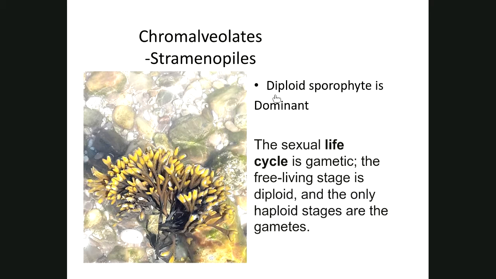The majority of its life cycle is spent in the generation which we call the sporophyte generation. It's diploid. Sporophytes are diploid. And the only time that it has a haploid portion is when you have the gametes. So this has a gametic life cycle, just like we do. The only free living stage is the diploid, right? And the only haploid stage are the gametes.